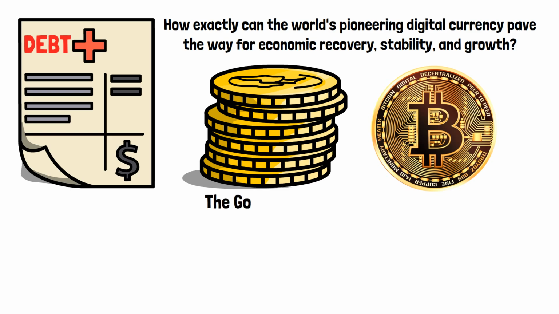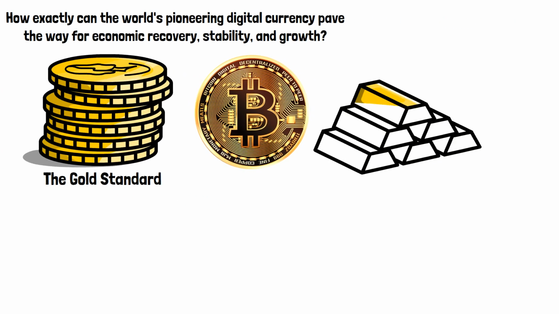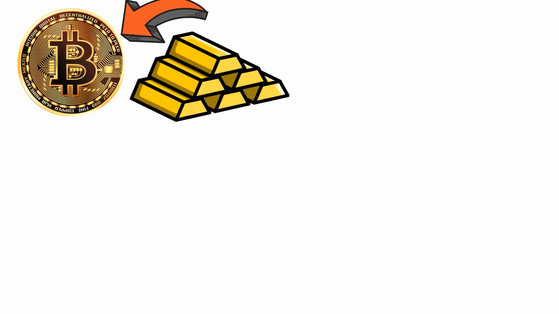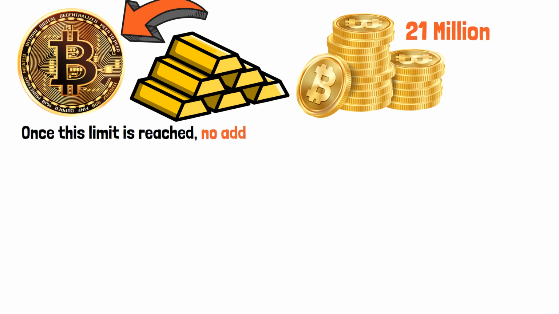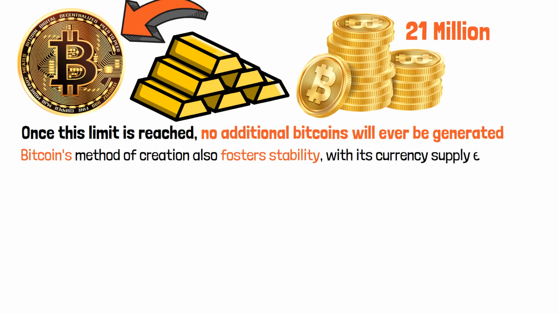Consider the gold standard. Gold emerged as a preferred store of value for its scarcity and predictability, qualities shared by Bitcoin. In fact, Bitcoin's supply is fixed, capped at a total of 21 million individual Bitcoins. Once this limit is reached, no additional Bitcoins will ever be generated. Bitcoin's method of creation also fosters stability, with its currency supply expanding at a progressively declining rate.